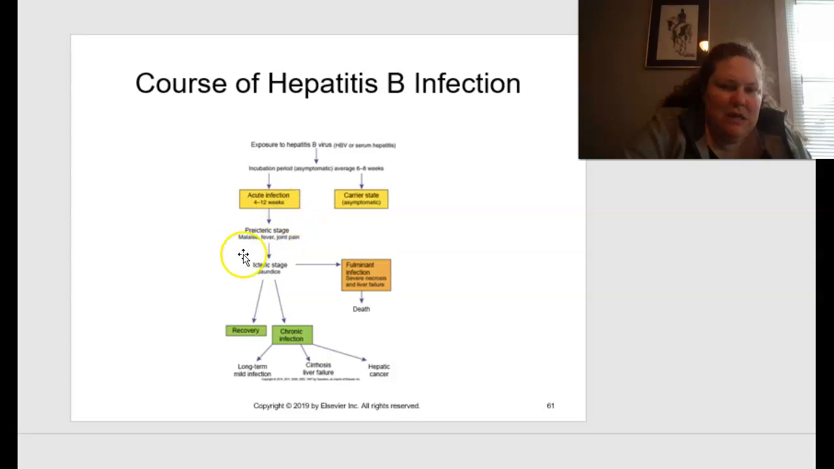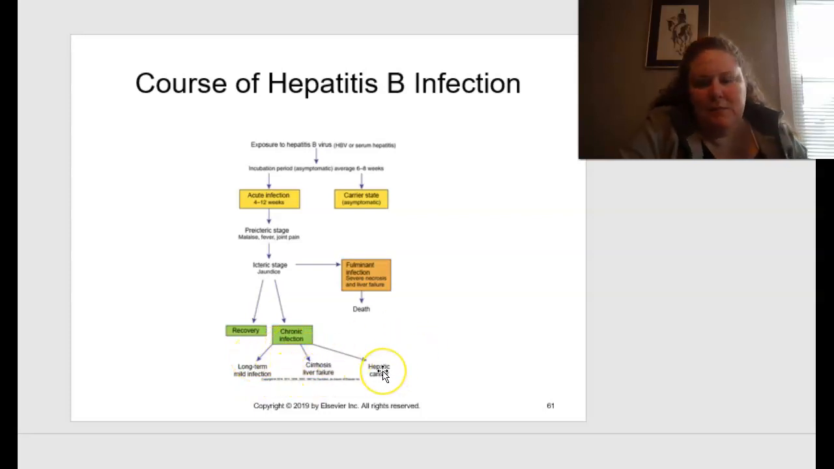You have the pre-icteric stage, which is just going to be malaise, fever, and joint pain. You have the icteric stage with jaundice, and this can lead to fulminant infection, which can lead to severe necrosis and liver failure, and that can lead to death. So this is not very good. Or with the icteric jaundice, you can lead to recovery, or you can lead to chronic infection, which can cause long-term mild infections, cirrhosis or liver failure, or hepatic cancer.